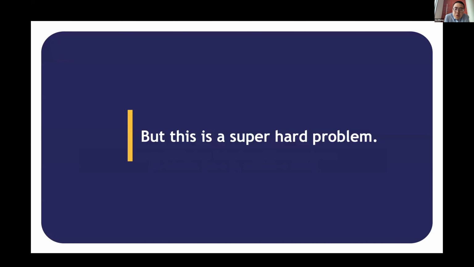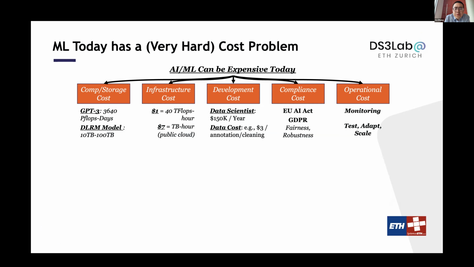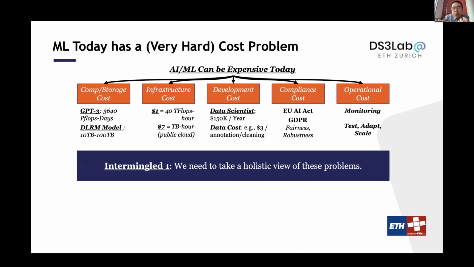But this is a super, super hard problem. If you look at why it is hard, there are at least 2 different reasons. The first reason is that all those costs are intermingled in 2 different ways. The first way is that those costs are not independent. How fast you train a model, the computation cost, has a huge impact on how people develop those models, and on how expensive it is to be compliant with all those regulations and to operate.